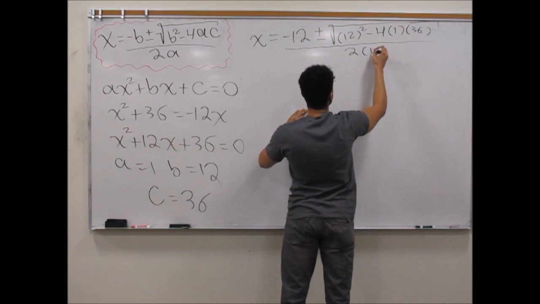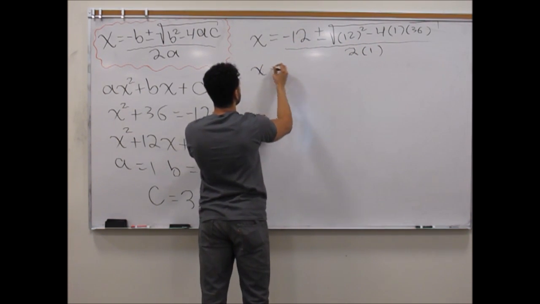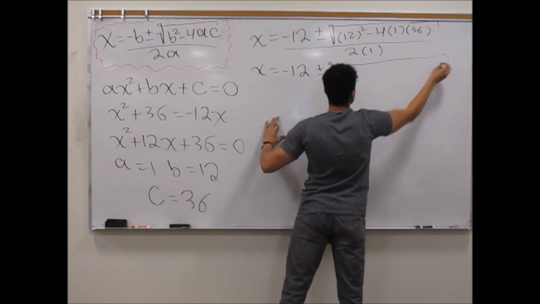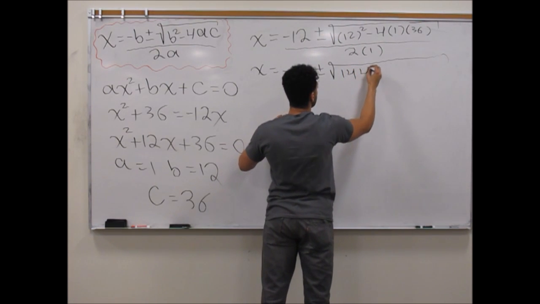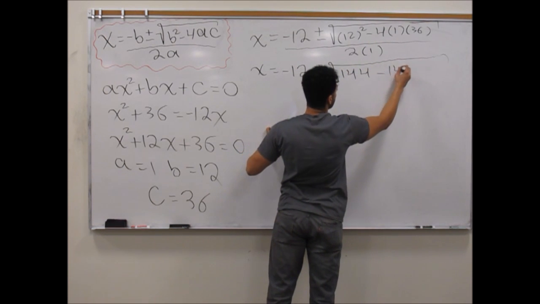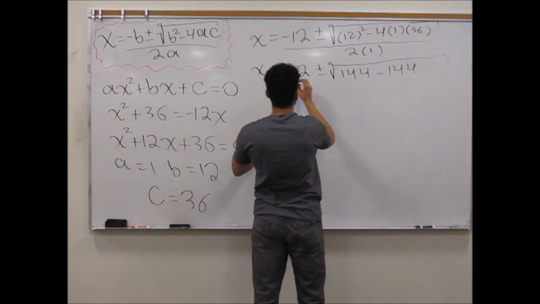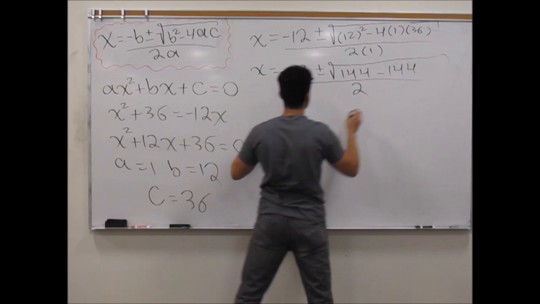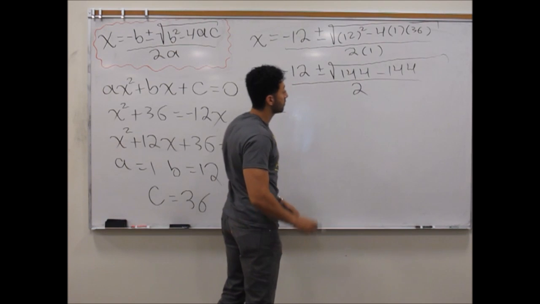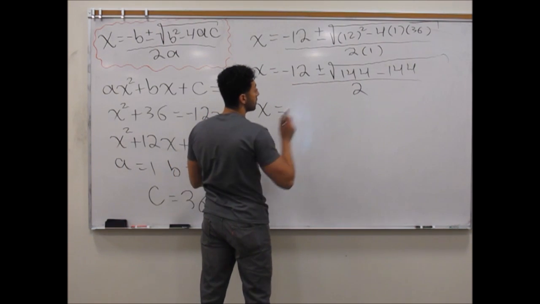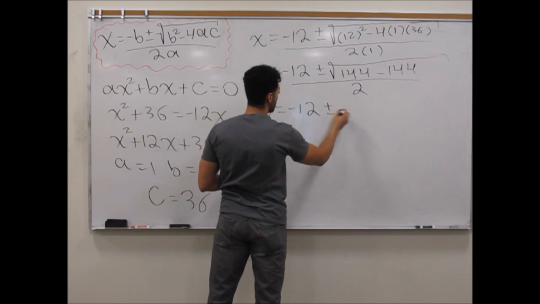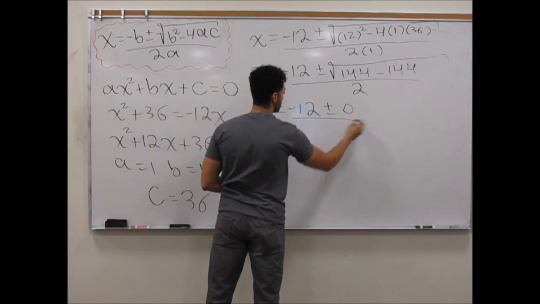all over 2a. So then you get that x is equal to negative 12 plus or minus the square root of 144. That's what 12 squared is, and 4 times 36 is also 144. And this is all over 2. Notice 144 minus 144 is 0, so it goes away. Then we get negative 12 plus or minus 0 all over 2, right?